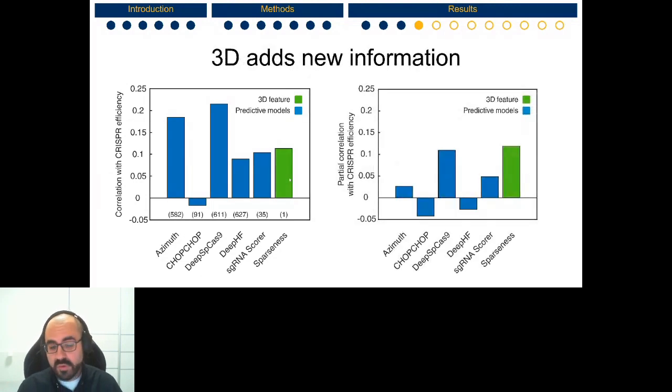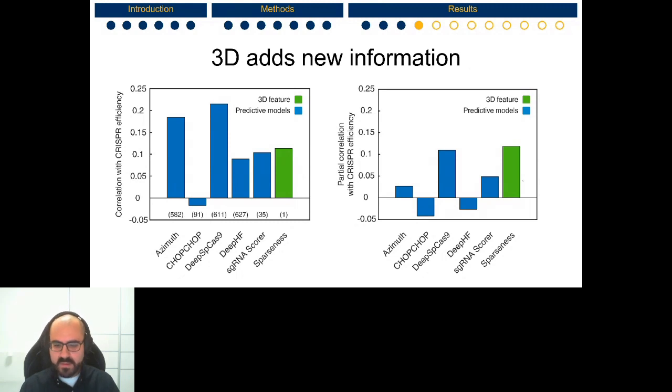Next, we looked at the partial correlation with CRISPR efficiency when controlling for the other models or features. As you can see, the partial correlations of the existing models are significantly lower than the regular correlations, meaning that they encode very similar information to one another. Whereas the partial correlation of the 3D feature, even when controlling for the 5 existing models, is largely the same, meaning that it indeed adds new information not encoded in these models.